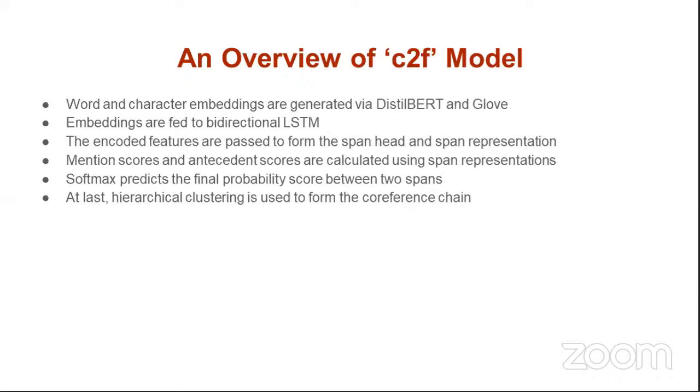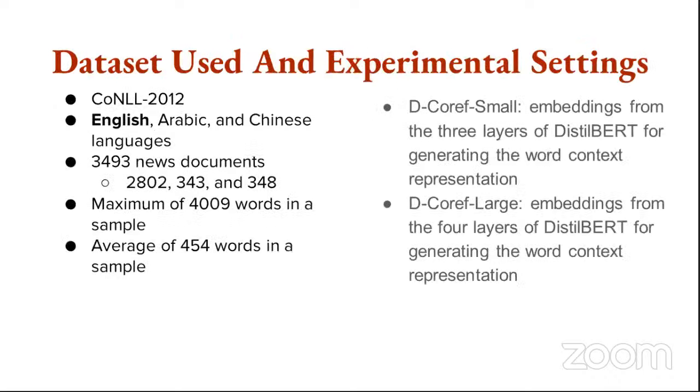This is the overview of the C2F model. Word and character embeddings are generated by distilled BART and GloVe. Embeddings are fed to the bidirectional LSTM. The encoded features are passed to form the span head and the span representation. The mention scores and antecedent scores are calculated using the span representations, and the softmax predicts whether two spans belong to the same referring entity or not. At last, hierarchical clustering is used to form the co-reference chain.